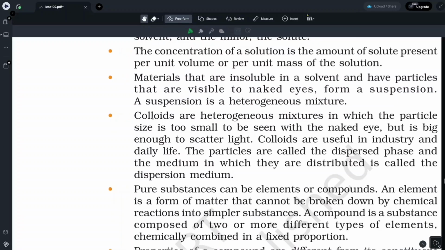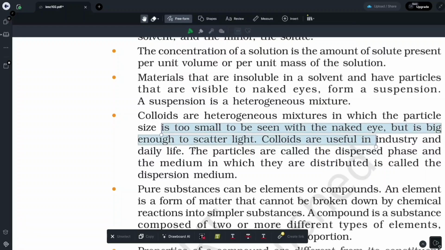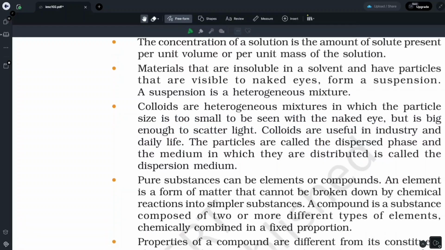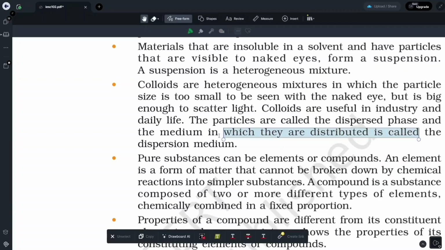Colloids. Colloids are heterogeneous mixtures in which the particle size is too small to be seen with the naked eye, but is big enough to scatter light. Colloids are useful in industry and daily life. The particles are called the dispersed phase, and the medium in which they are distributed is called the dispersion medium.